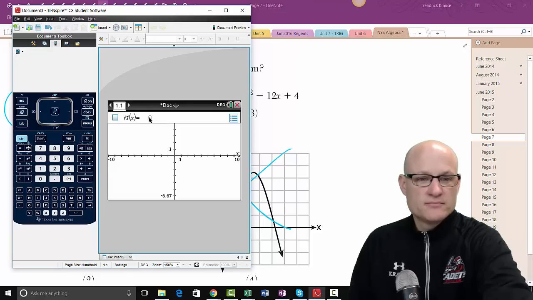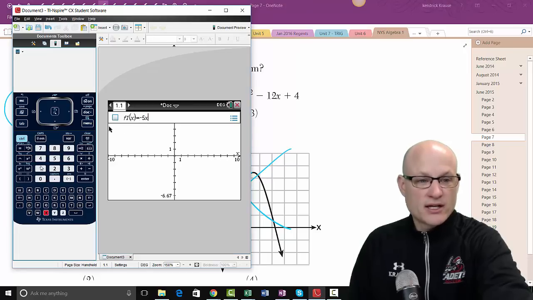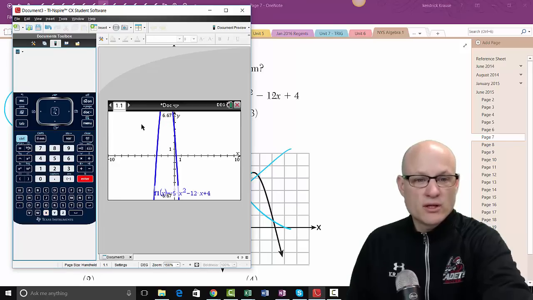Negative. Try it again. Negative 5. There we go. X squared minus 12x plus 4. Ooh, that one's way up there.